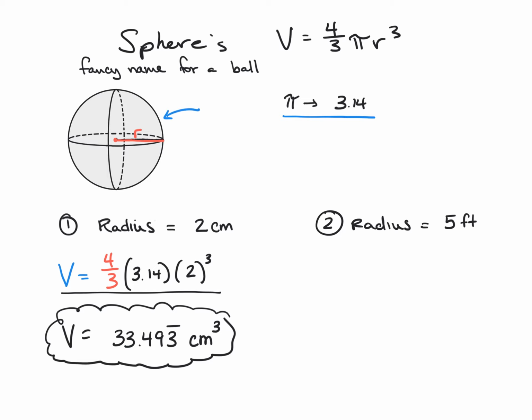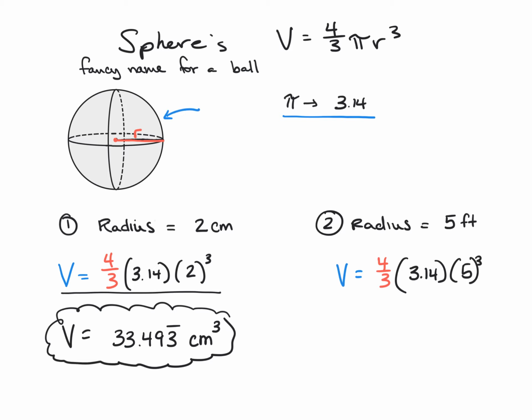So the next one, we do the same thing. We start off with volume. So volume is equal to 4/3, okay, times pi. So I'm going to use 3.14. You can use something else if you want to, but I'm not going to, times 5 to the third power.